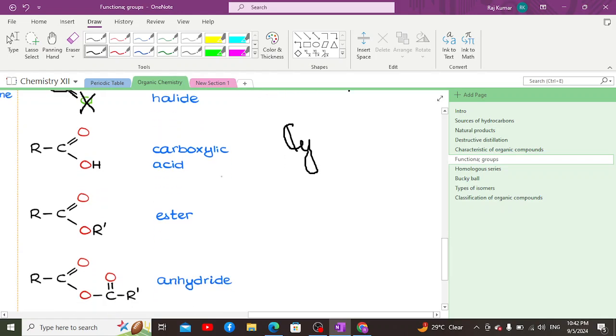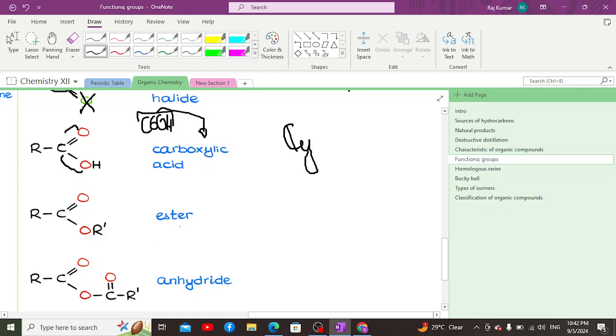All right. After that, we have carboxylic acid, one of the most famous groups which we have studied in biology. What actually happens is we've got carbon having a double bond with oxygen, and on the other side, carbon is bonded with OH. This causes the formation of the carboxylic acid group, and this is the group which provides acidity to the compound.